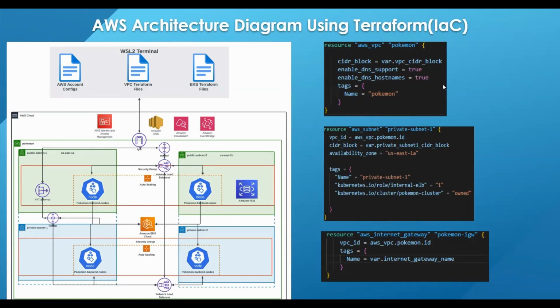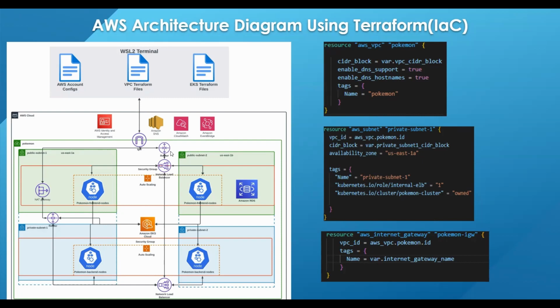Hello everyone. Today I'm going to go over our AWS architecture diagram. At the top we have the WSL2 terminal, which holds our configuration files such as AWS account configs, our VPC, and EKS Terraform files. It begins with our internet gateway, which allows traffic from the internet to come through our VPC. Then our router routes that traffic, and it allows our network load balancers to evenly distribute the traffic to our worker nodes.